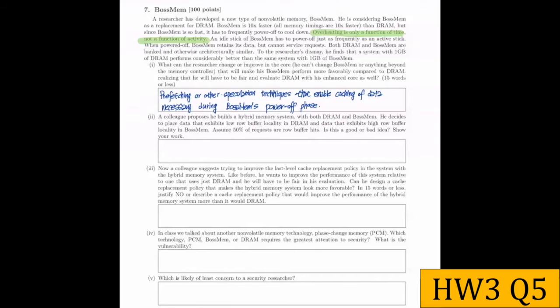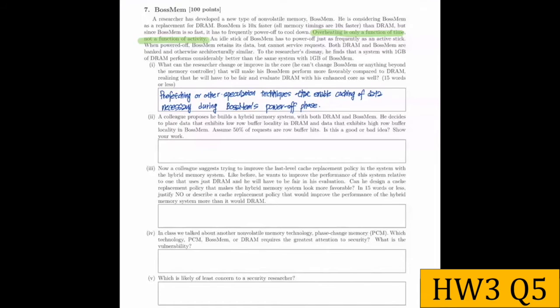Let's see the next question. A colleague proposes he builds a hybrid memory system with both DRAM and BossMem. He decides to place data that exhibits low row buffer locality in DRAM and data that exhibits high row buffer locality in BossMem. Assume 50% of requests are row buffer hits. Is this a good or bad idea?